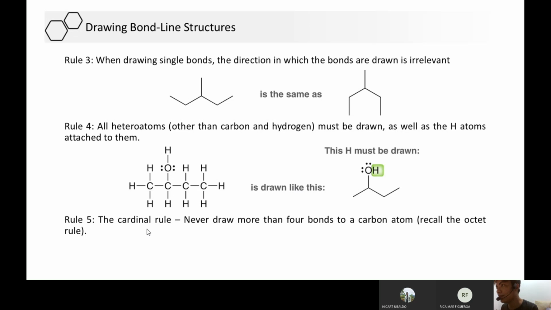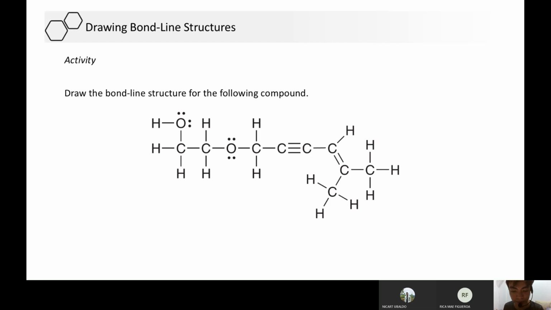Then rule number 5, the cardinal rule. That means the foremost law. Never draw more than 4 bonds to carbon atoms. This is what I was saying earlier, the octet rule. It is strictly forbidden to exceed the octet. Does that mean it can fall short? It can. But as much as possible, let's follow the octet rule for now. For now, because in the future, we will discover more.